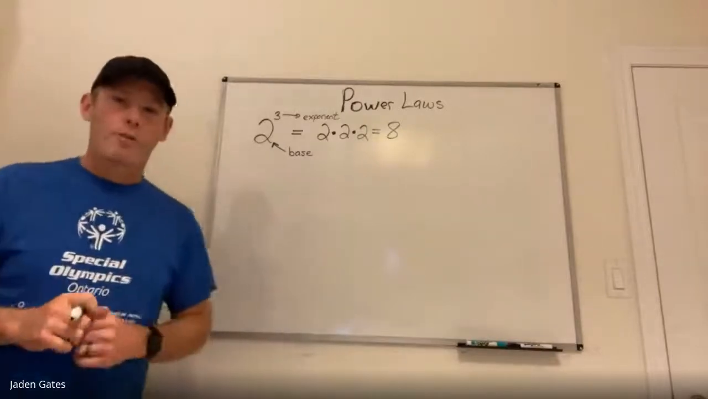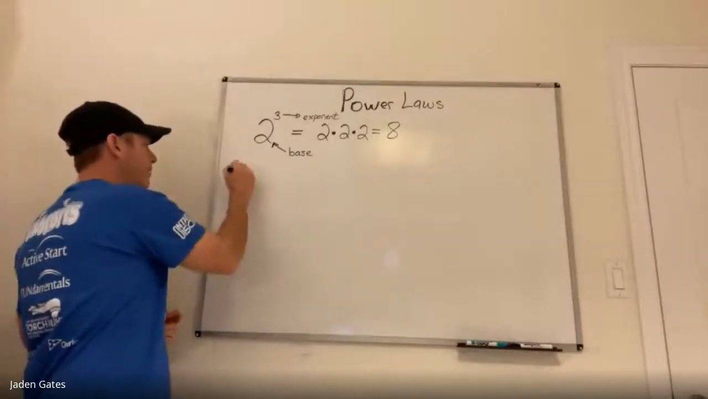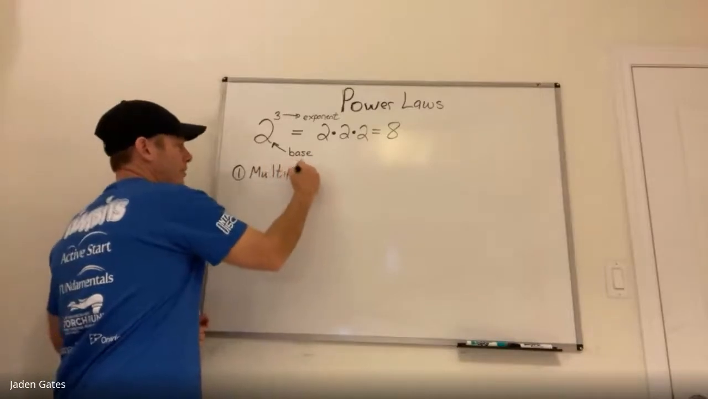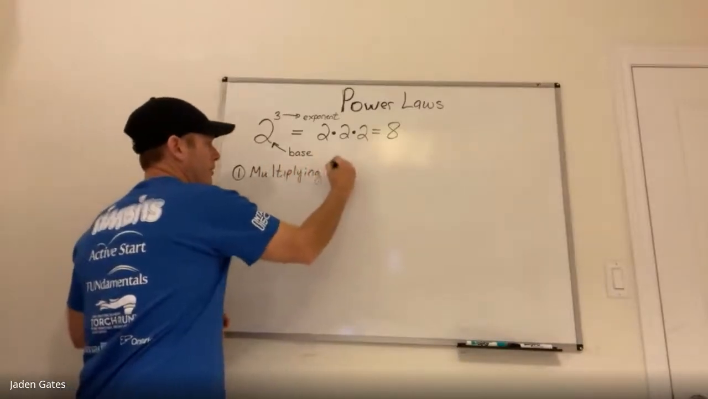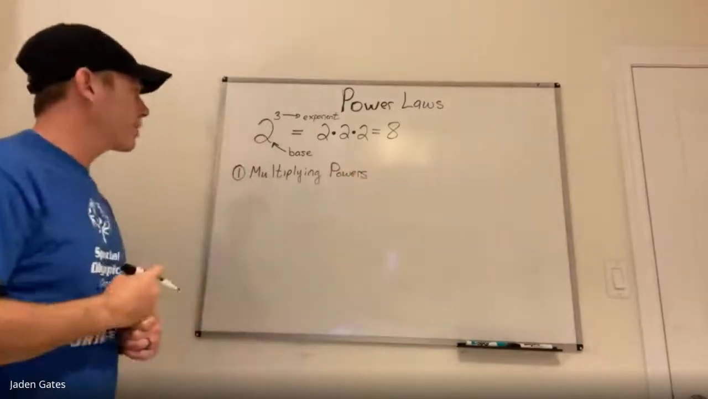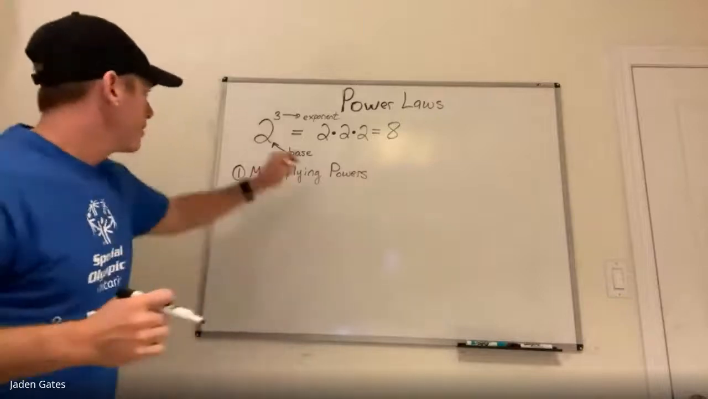Now, what we're going to look at, like I said, is 6 power laws today. We're going to do 4 here early this morning. Now, the first one is when we're talking about multiplying powers. All right, so when you're multiplying powers, now here's the key, they must have the same base, the same big number, if you will.